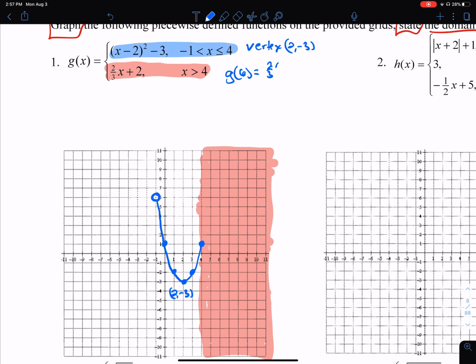So it's going to be 2/3 times 6 plus 2. 2 times 6 is 12, divided by 3 is 4. That's 4 plus 2, that's 6. So we're going to have the ordered pair 6, 6 on this.